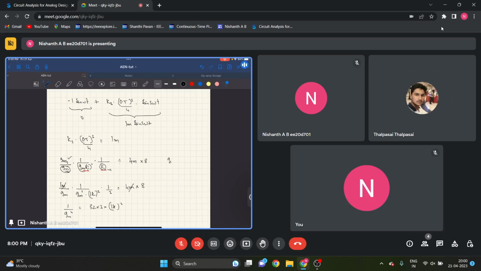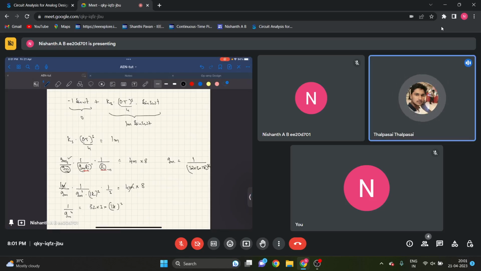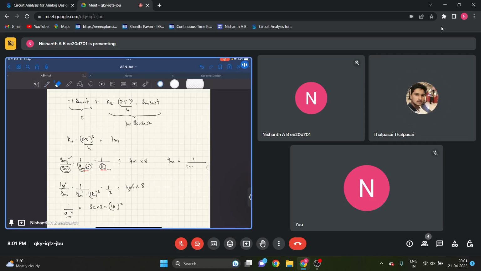Now what is gm4? gm, and then 1 by 32 into 3 into 1k whole cube, power 4. Actually, the 3 will come. Yeah, sir. Correct, no? Perfect, sir. Or did I make any mistake? So gm is basically 32 into 3 power minus 1 by 4 into 1k power 3 by 4, correct? Minus 3 by 4. Yes, sir.